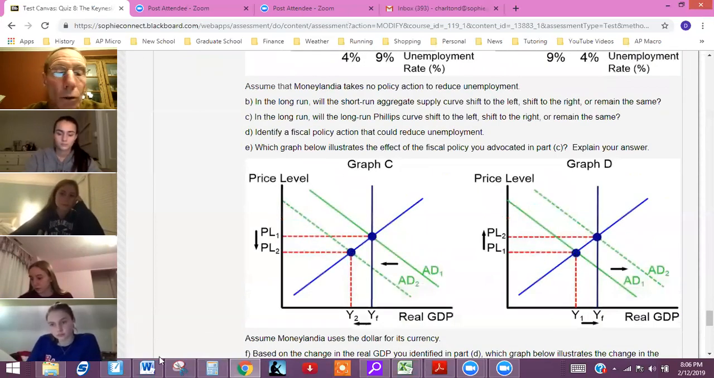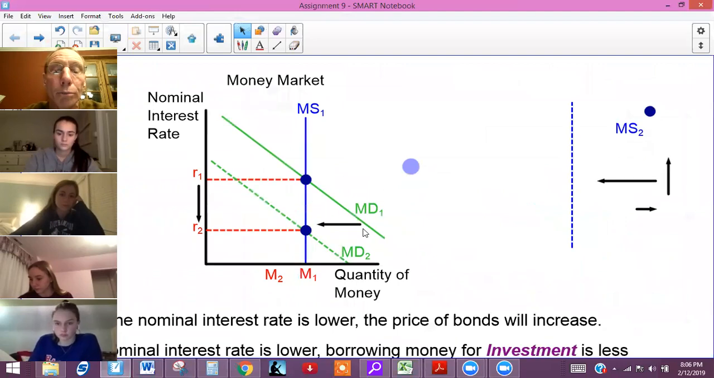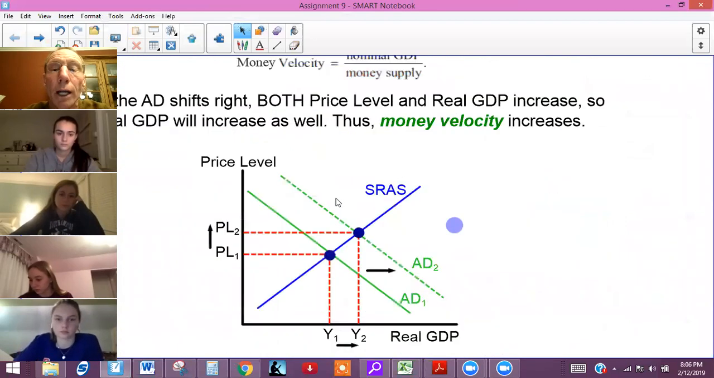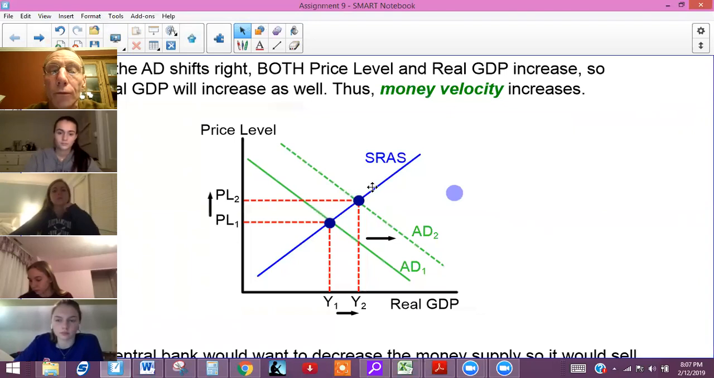Just hold on a second. Let me pull one of them up here somewhere. Yeah, you'll see this guy shift to the right. And you got that, I think. That's not a hard thing.